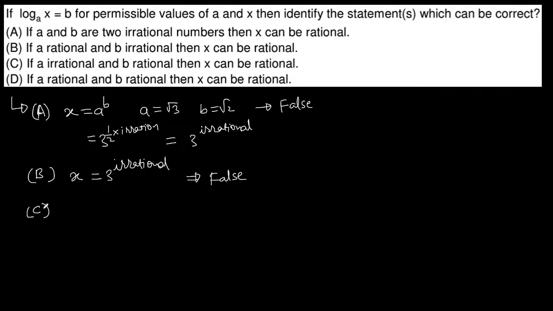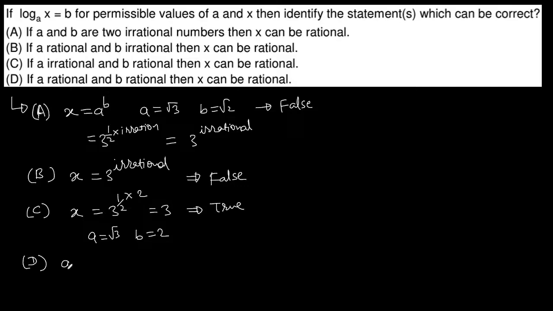C. If a is irrational, b is rational. So it is x. This is 3 to the power 1 by 2. And this is nothing but 2. So this is 3. So this is rational. So true. We took a equal to root 3, b equal to 2. So this is true. D. If a is rational, b is rational, then x is rational.